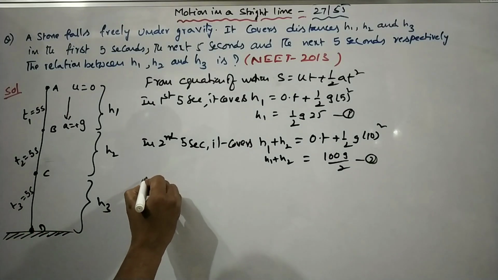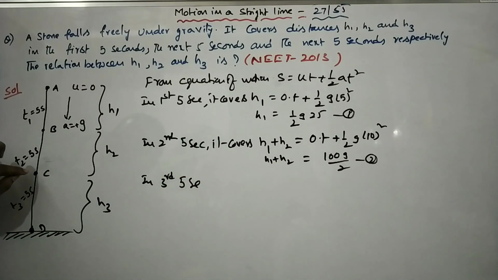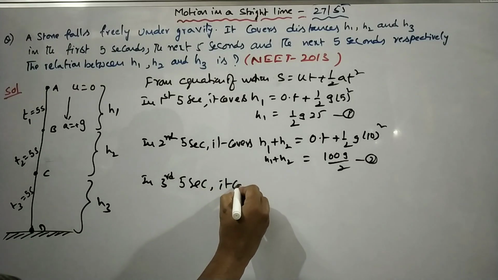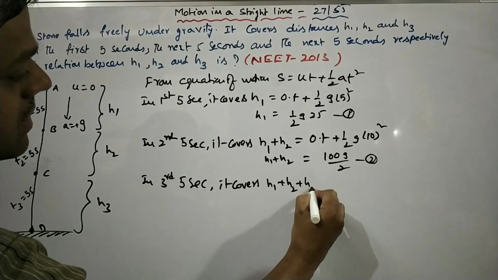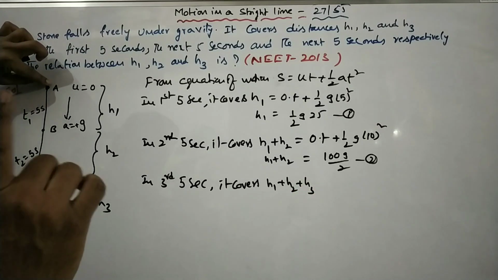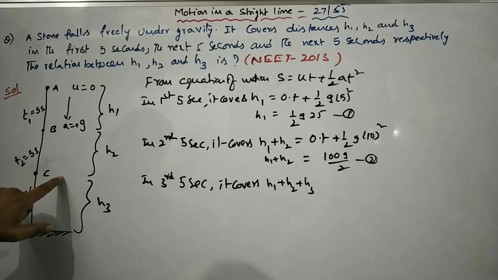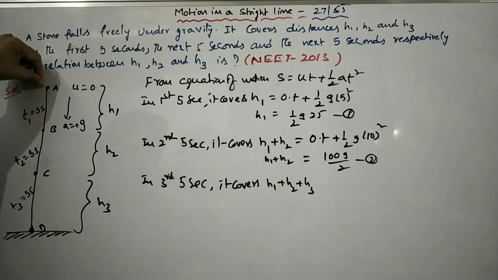Next, in the third 5 seconds, the particle reaches from C to D in 5 seconds. In the next 5 seconds, what is the distance it covers? h1 plus h2 plus h3. Why? Because with respect to the initial point only, you take u equal to 0. When you take C to D only, you should calculate the speed at this point, that is its initial velocity, so it makes it more confusing. That's why I would like to take from the initial starting point.